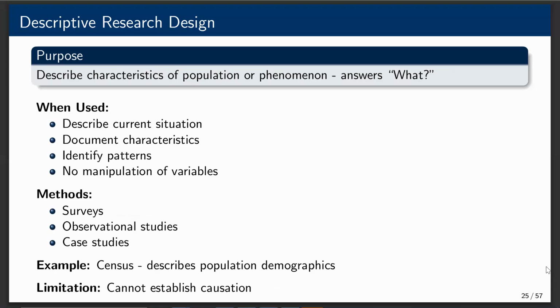Similarly, descriptive research design. So here the purpose is to describe the characteristics of population or phenomena and to answer what, right? When will you be using this? To describe the current situation, to identify the characteristics, then to identify the patterns, and there should not be any manipulation of variables. Then what are the different methods? Survey, observational studies, case studies. Example, census. It describes the population demographic. Limitation, it cannot establish the causation.